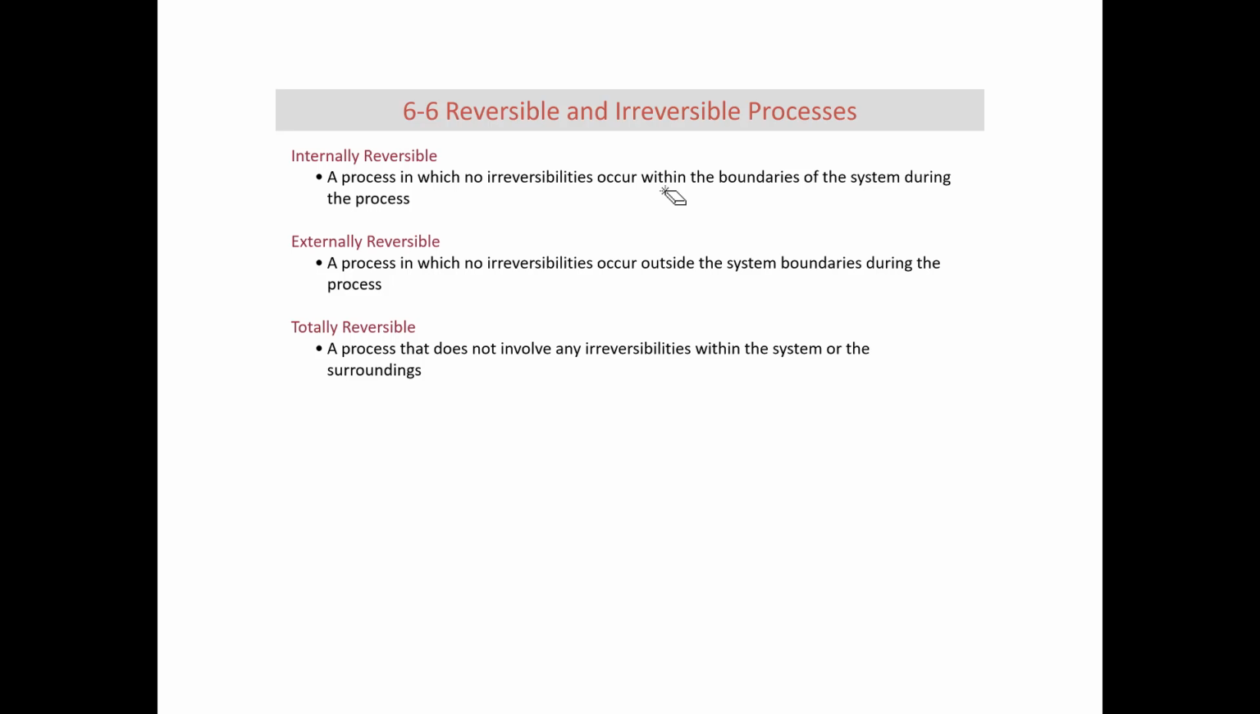Now, the reversible and irreversible processes. An internally reversible process is a process in which no irreversibilities occur within the boundaries of the system during the process. An externally reversible process is a process in which no irreversibilities occur outside the system boundaries during the process. And a totally reversible process does not involve any irreversibilities within the system or the surroundings.